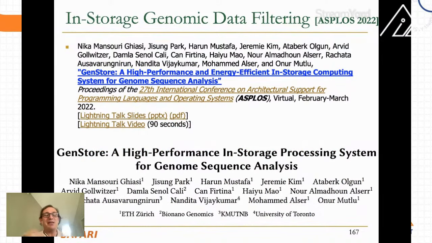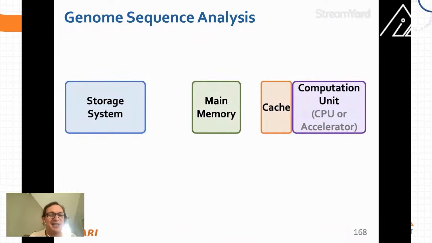Okay, so let me give you another example from the storage domain. Storage is actually quite interesting today. And I mentioned that we work on genome sequence analysis. Machine learning is also interesting here. Graph processing is also interesting. I'm going to pick genome sequence analysis as an example, but you could apply some of these principles to machine learning as well. So what do we do today in storage? You have to move the data from the storage system to the main memory, to the cache, to the computation unit so that we can actually do computation.